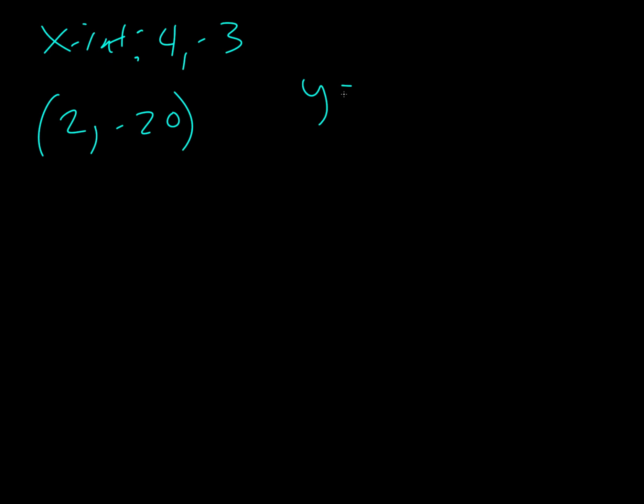Okay, it says find the equation of the quadratic whose graph cuts the x-axis at, so it gives us x-intercepts, 4 and negative 3, and which passes through the point (2, negative 20). Give your answer in the form y equals ax squared plus bx plus c.